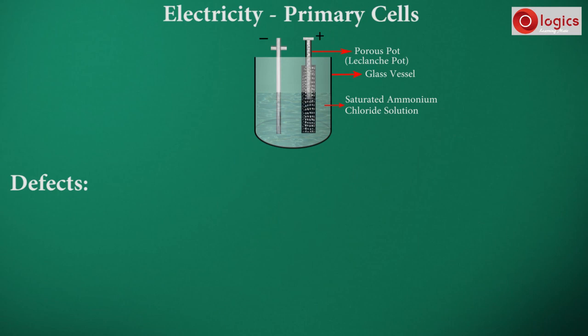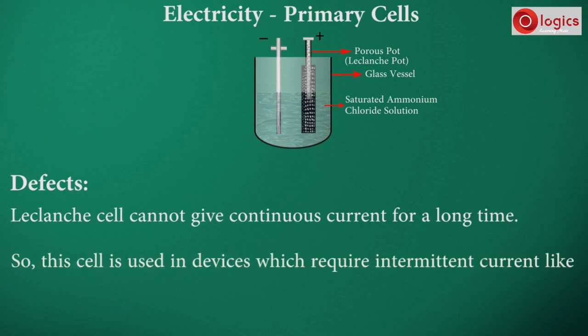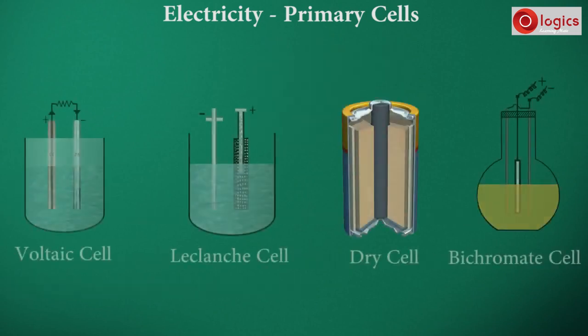Defects: the Leclanche cell cannot give continuous current for a long time. So, this cell is used in devices which require intermittent current like electric bell, telegraph, telephone, etc. There is no liquid in the Leclanche dry cell.